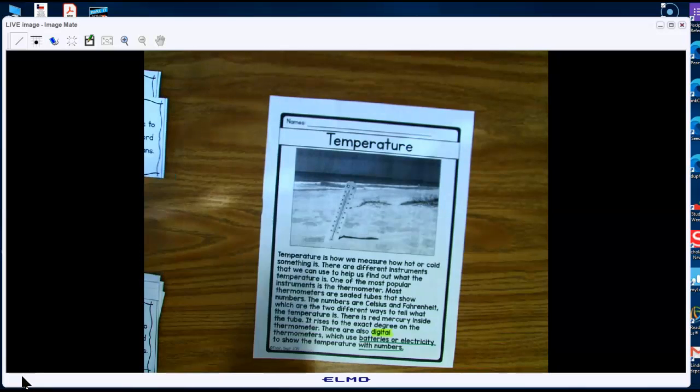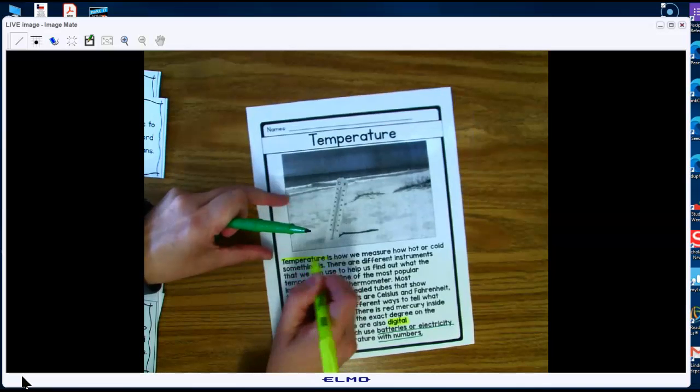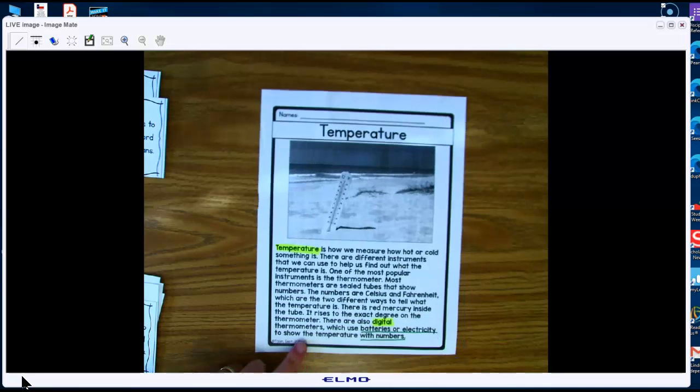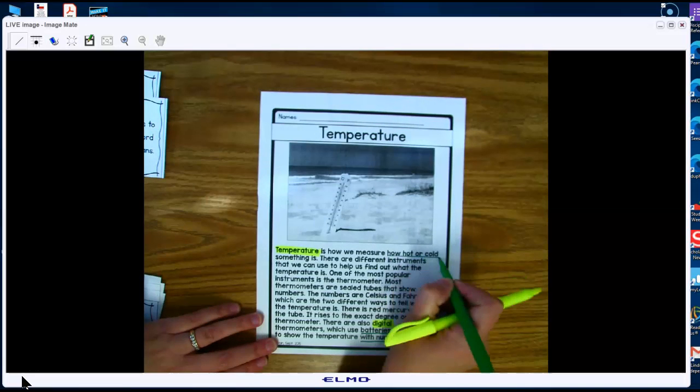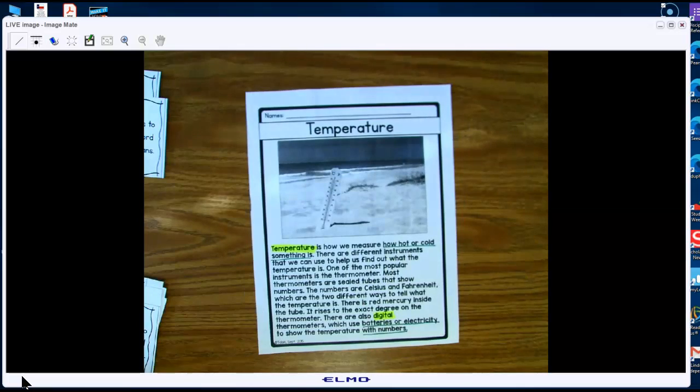Okay, what about temperature? I want to know what the word temperature means. So what are my clues? Temperature is how we measure how hot or cold something is. There are different instruments that we can use to help us find out what the temperature is. It tells me the definition right there. Emery? Yes, that's exactly what it is. I use that sentence to tell me what temperature is. How hot or cold something is.